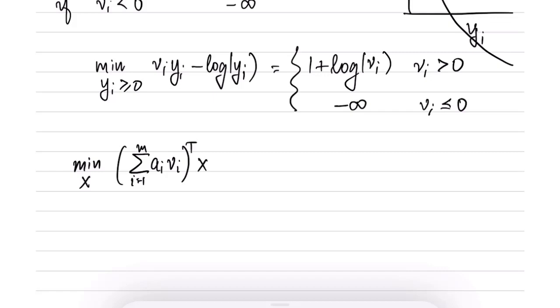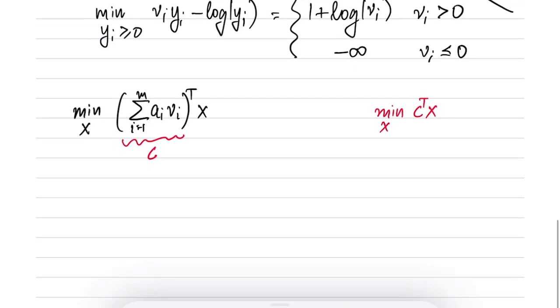Now, for the sake of simplicity, you can imagine this to be C. So what is the solution of minimize with respect to x, C transpose x? We have already seen this kind of simple problem many times. This is basically always minus infinity, unless C is equal to 0, in which case it is 0. So this is 0 when C is equal to 0, and it is minus infinity when C is not equal to 0.